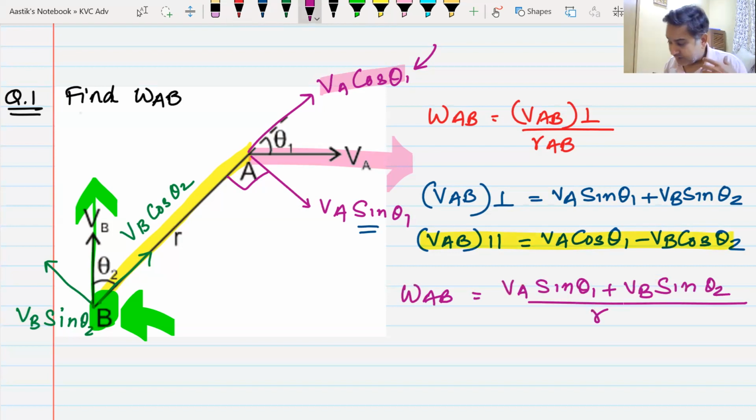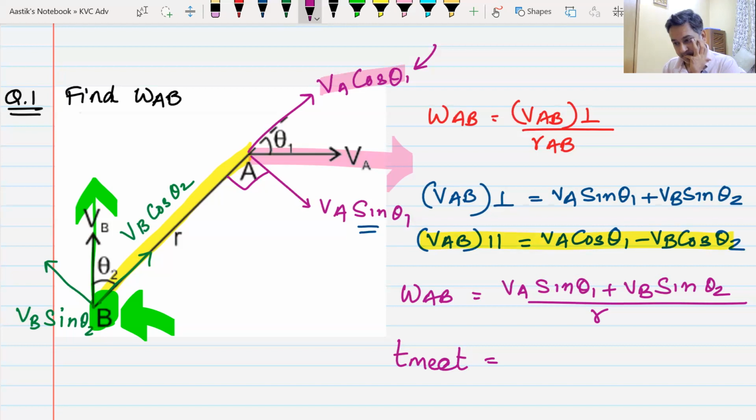Now, if it is given that VB cos theta 2 is more than VA cos theta 1, then you can find out after how much time they will meet. Can you tell me what is the time of meeting? If they move with constant velocity, when will they meet? They will only meet when VB cos theta 2 is more than VA cos theta 1, because then the distance will decrease.